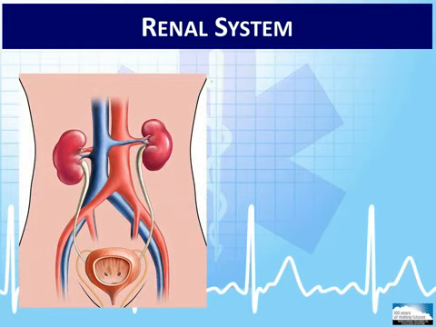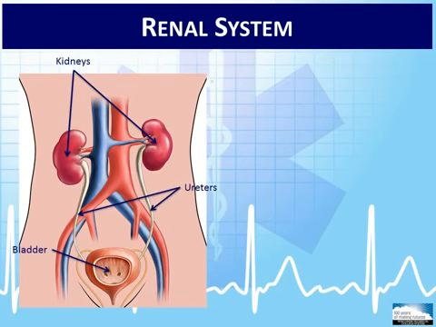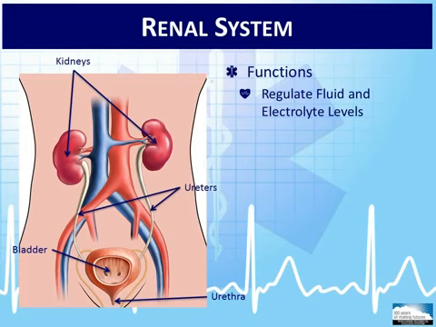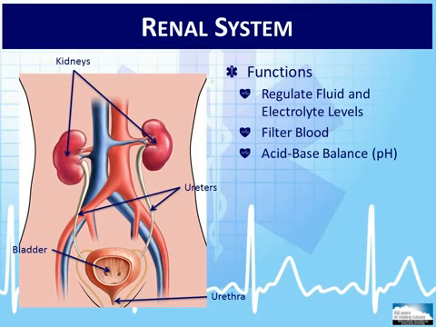The renal system is also called the urinary system, comprised of four primary structures: the kidneys, ureters, bladder, and urethra. The renal system is designed to primarily regulate fluid and electrolyte levels in the body, filter chemicals from our bloodstream, and also maintain the acid-base balance within the body. An average adult will excrete 1.5 liters of urine per day.